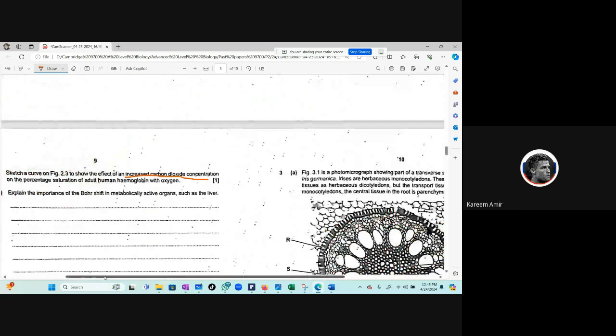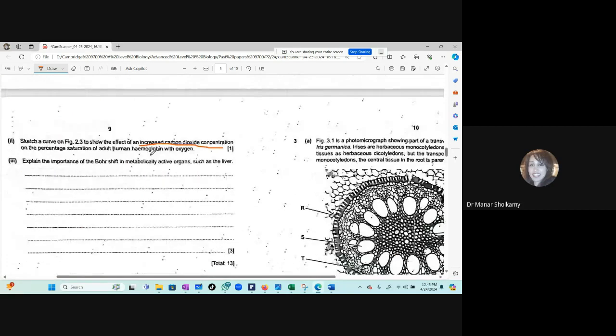Yes, miss. Explain the importance of the Bohr shift in metabolically active organs such as the liver. Now, this is an important question. I just gave you the answer, actually. Why is the Bohr shift important in active organs? First, what is the Bohr shift?